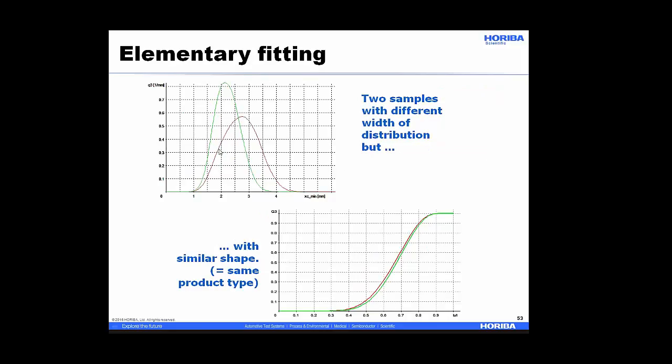So really the use case is here: I have a differential size distribution of green and red samples with a different width of distribution but with similar shape. So here I plot volume as a function of aspect ratio. And that's something you can go and measure by image analysis that you cannot determine with sieving.